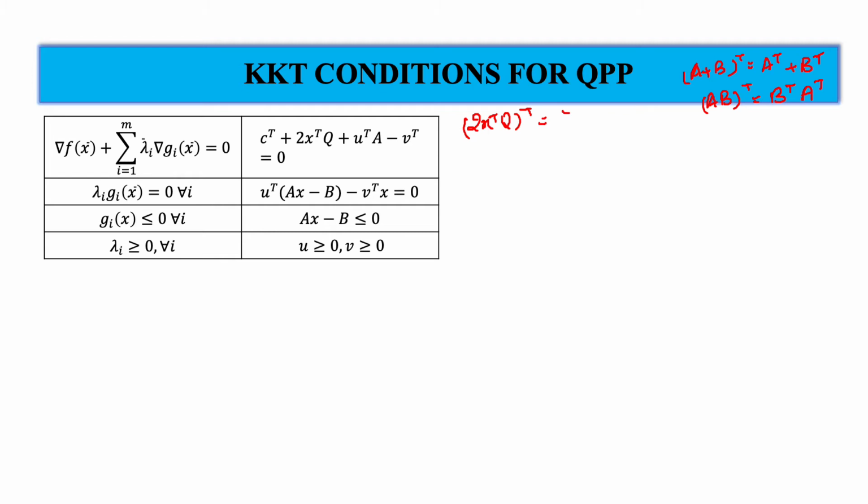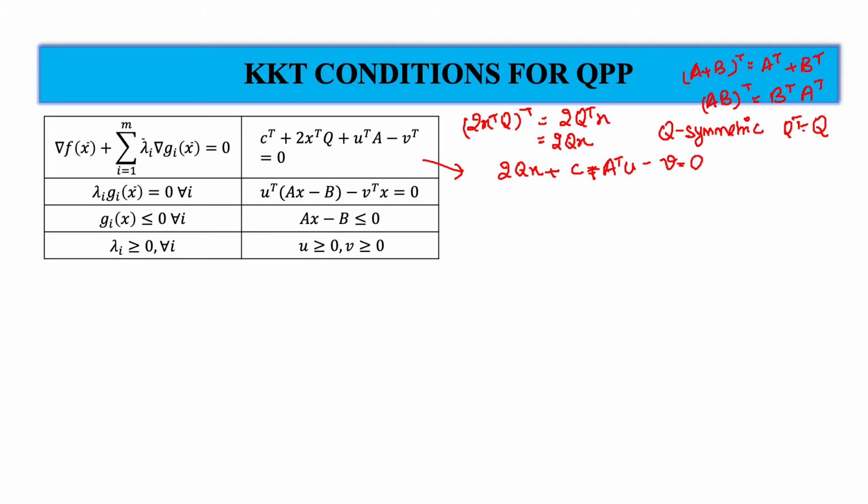If you take the transpose, it will be 2Q transpose x. Since Q is a symmetric matrix, Q transpose is equal to Q itself. Okay, so this can be written as 2Qx. So this equation will become 2Qx plus c, transpose of transpose will be c, then u transpose A is A transpose u, minus v is equal to 0.